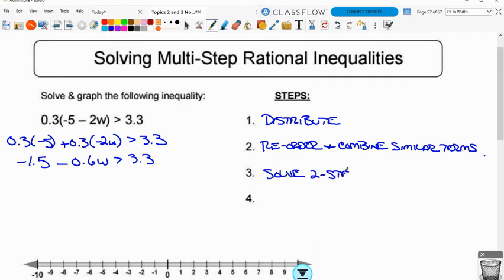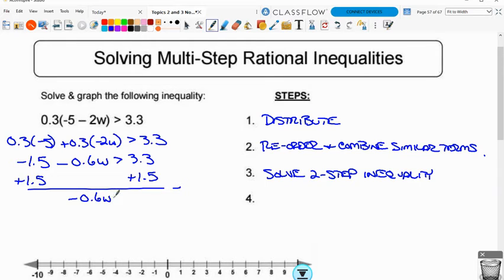Solve the two-step inequality. Okay, so the first thing we're going to have to do is find the variable term. It's on the left. It's got the constant negative 1 and 5/10 with it, so we're going to have to start by adding 1 and 5/10 on each side so that we can isolate the variable term. On the left, negative 1 and 5/10 plus 1 and 5/10 is 0, leaving us with negative 6/10 w on the left-hand side. On the right-hand side, 3 and 3/10 plus 1 and 5/10 is 4 and 8/10. And we just added, which is going to preserve the symbol, so negative 6/10 w is greater than 4 and 8/10.